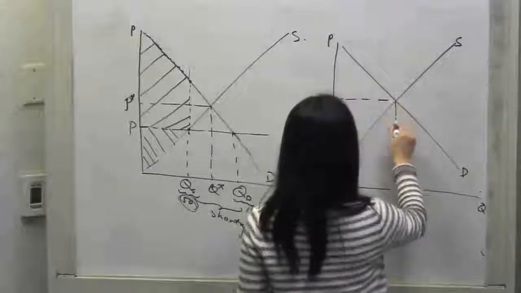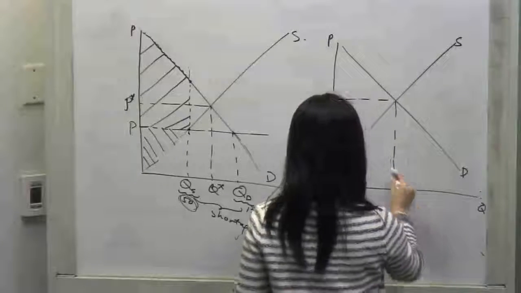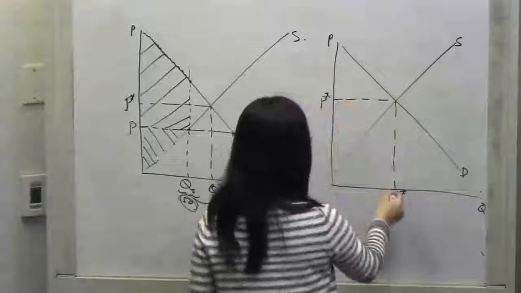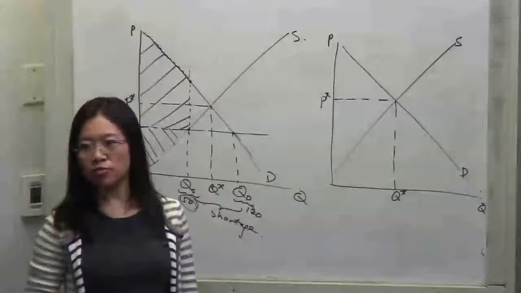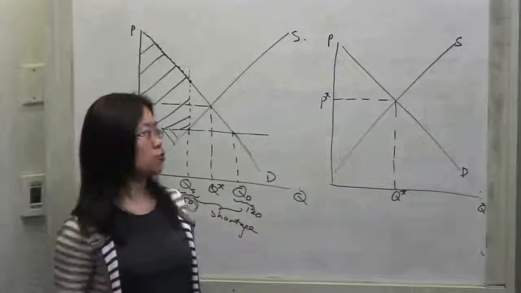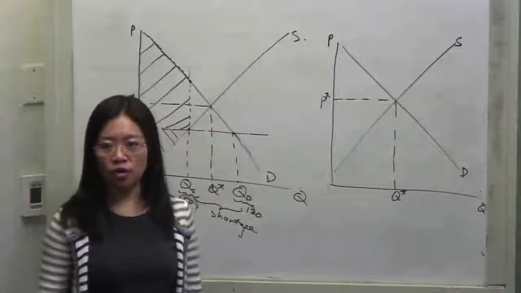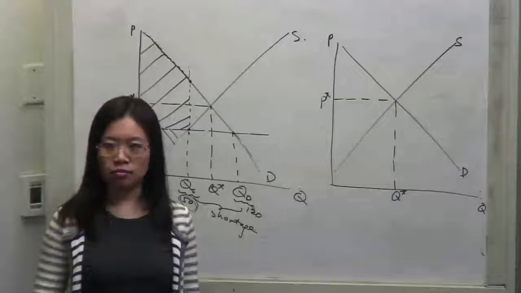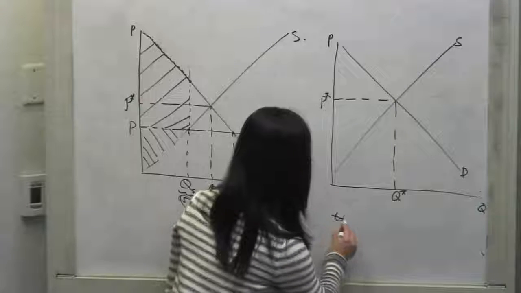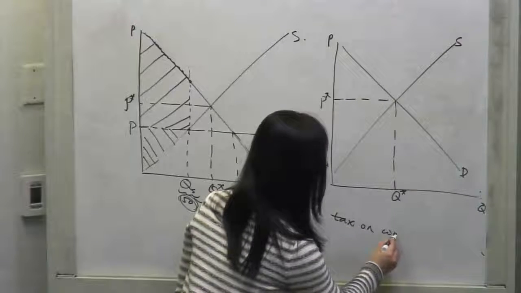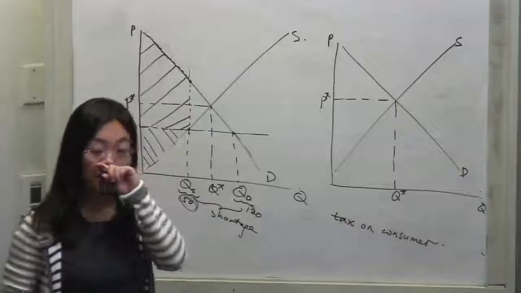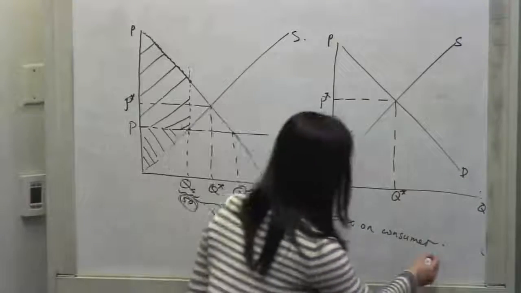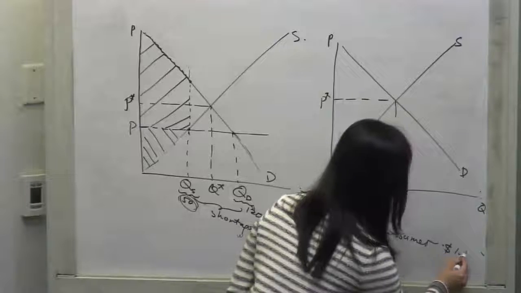Okay, so originally, this is our equilibrium price, this is our equilibrium quantity, and we know this is our total social welfare, right? Big triangle. Everybody understand that. But now the tax is on the consumer. Let's say the tax is $1.50.